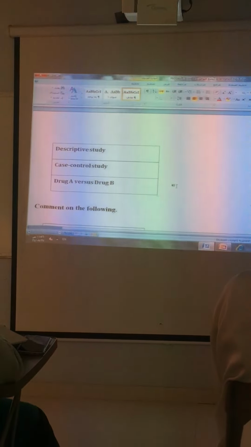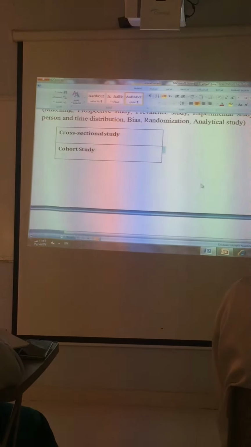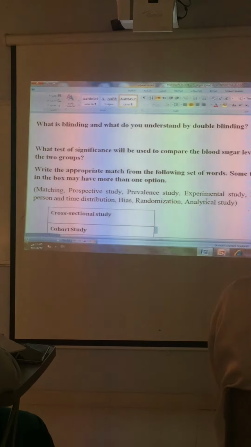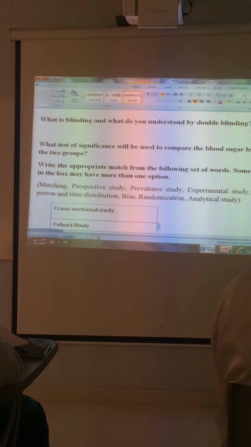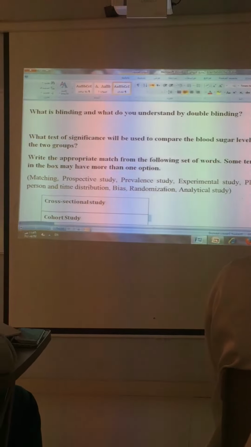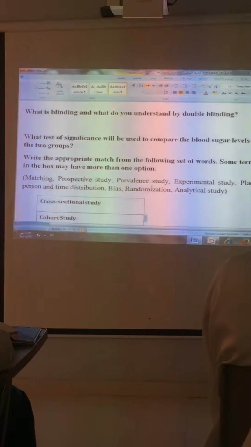Drug A versus drug B. Experimental. Randomization. So two things match this one. It's a very good mental exercise, but if you do not know the terms, you cannot put it right.